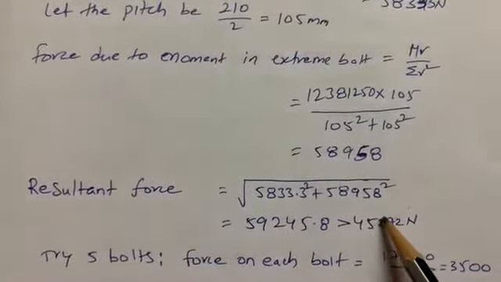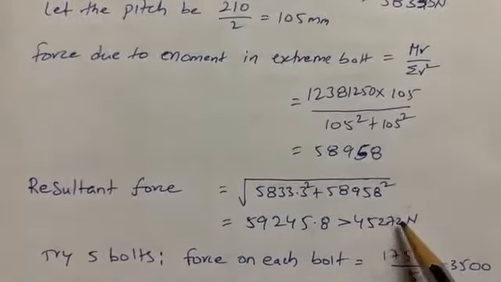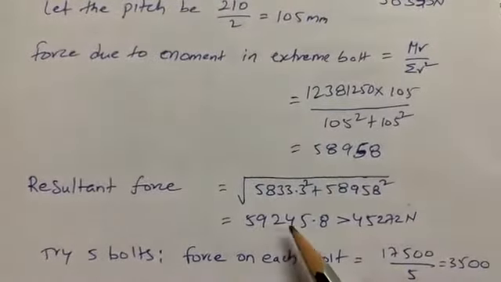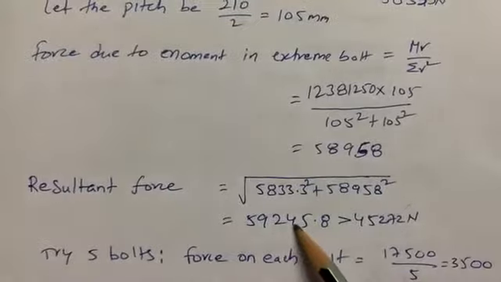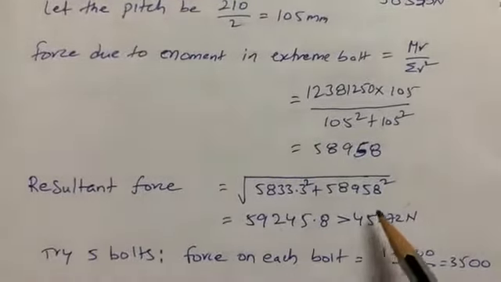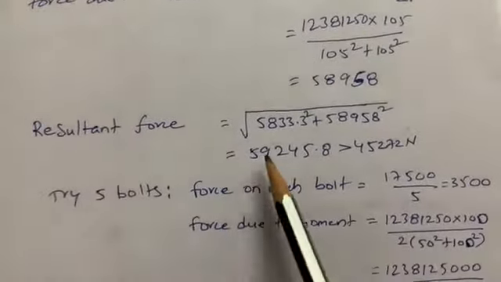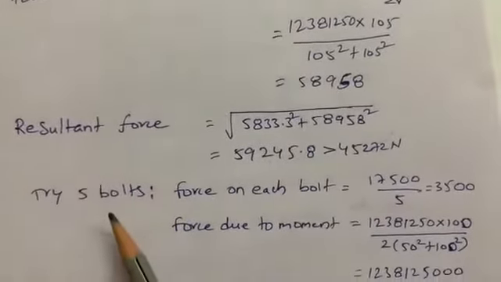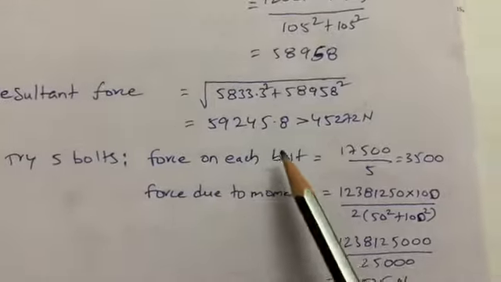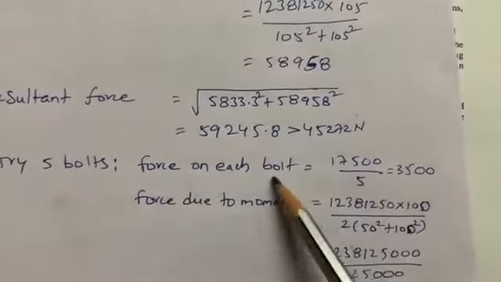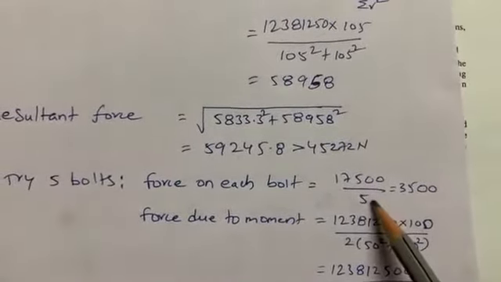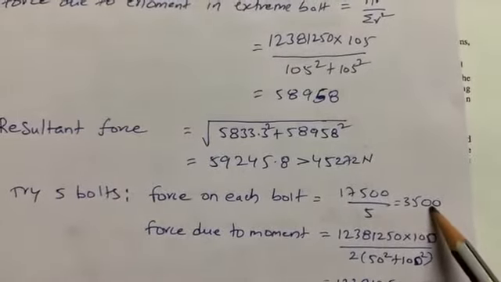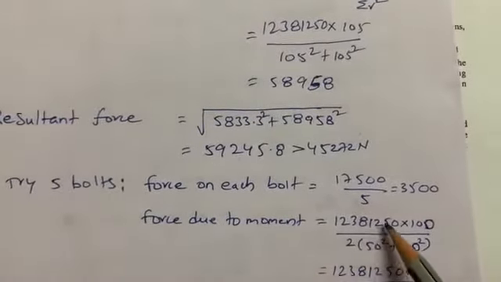Hence it is not safe, because our bolt value is 45272, but the force acting on that bolt is 59245.8. Hence it is not safe. So for the safe side I am providing 5 bolts. Instead of 3 bolts, right now I am providing 5 bolts. With the same calculation, I did 17,500 divided by 5, so I got 3500. Force due to moment, again I calculated the moment.